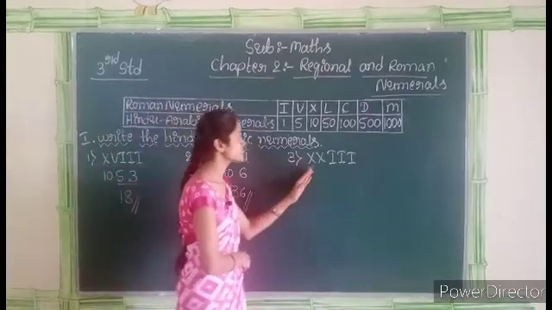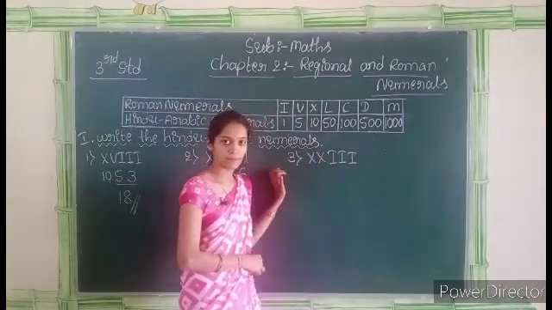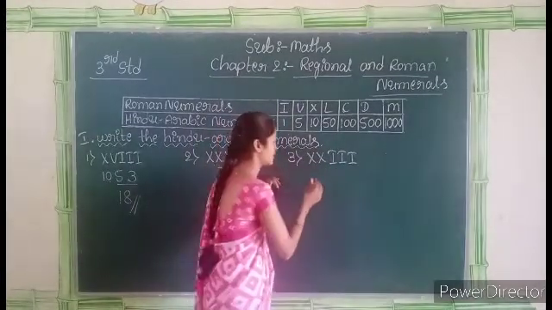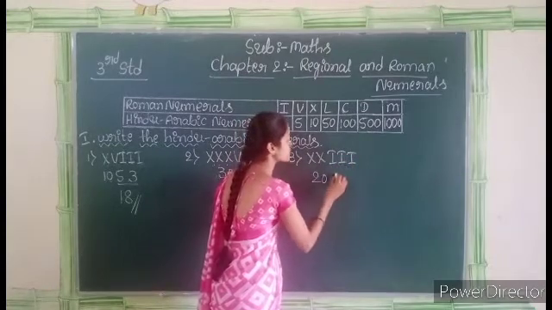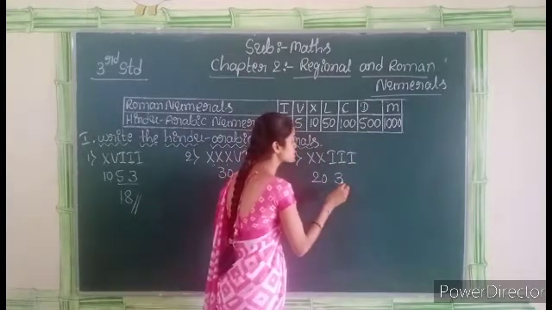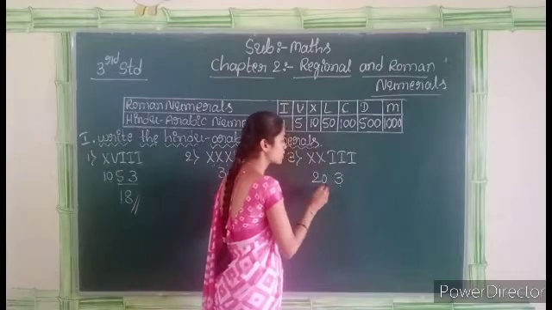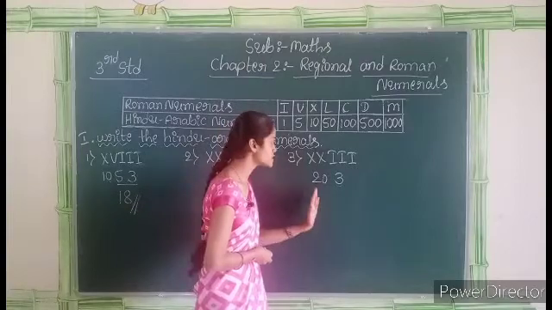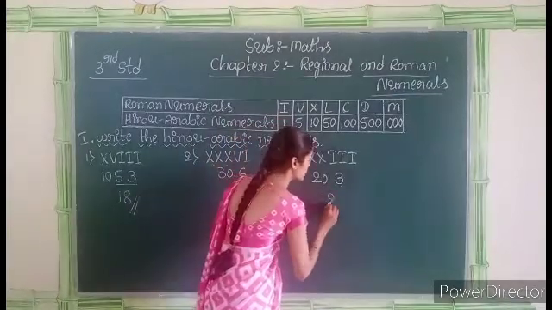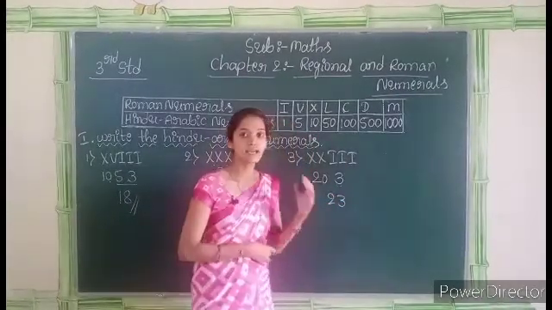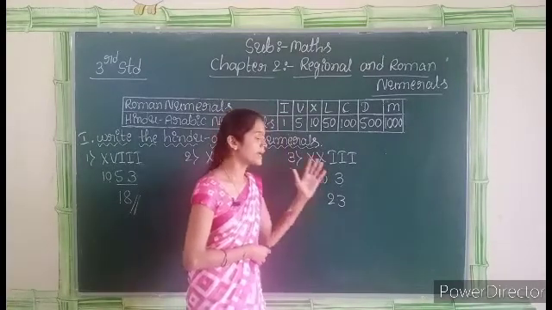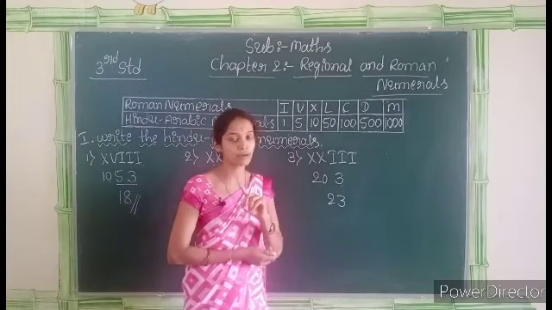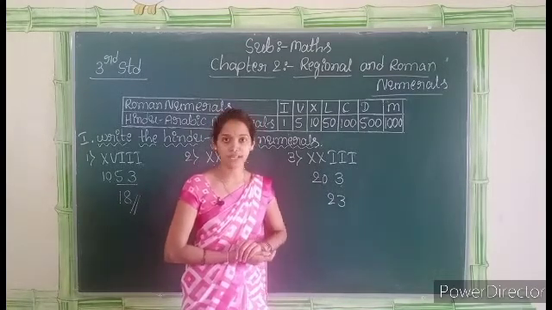Here XX and triple I. This XX represents how much? 20. This triple I represents 3. The symbol of the smaller value is written on the right side of the symbol of the greater value. We have to add these two values, that is 20 plus 3, 23. Students, in the rules I already told you that X and I can be repeated up to 3 times, not more than 3 times. Remember that point? Okay. Let's move on to the next one.